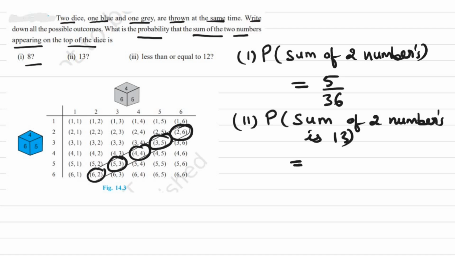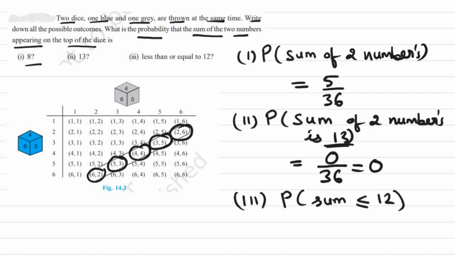The second bit is, what is the probability that the sum of 2 numbers appearing on the top of the 2 dice is 13? 13 is not possible. Why? Because the minimum sum is 1 plus 1, that is 2, and the maximum is 6 plus 6, that is 12. So the sum of numbers appearing on both the dice can never be 13. So it is 0 possibilities out of the 36 possibilities. So it is 0, and this is the case of the probability of an impossible event.